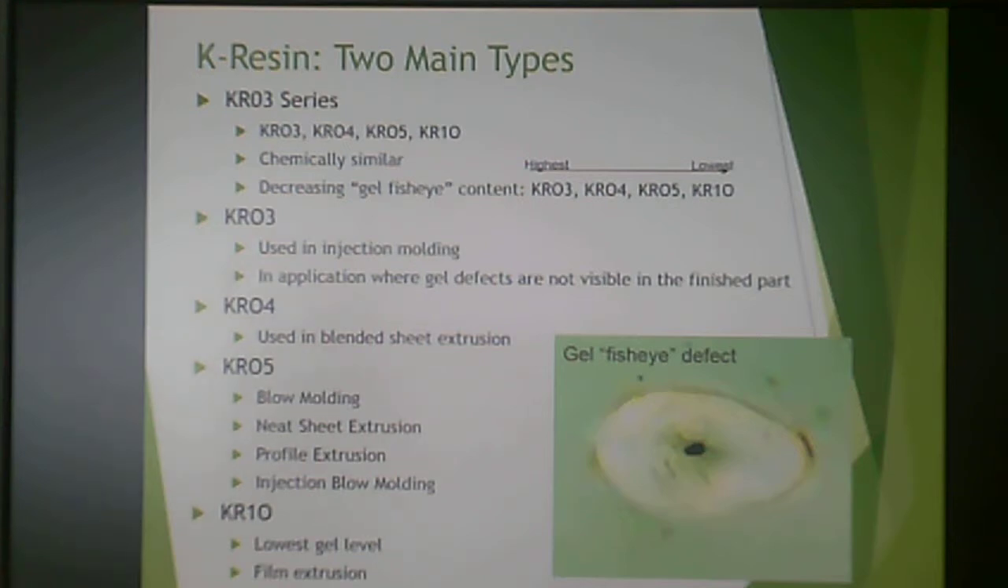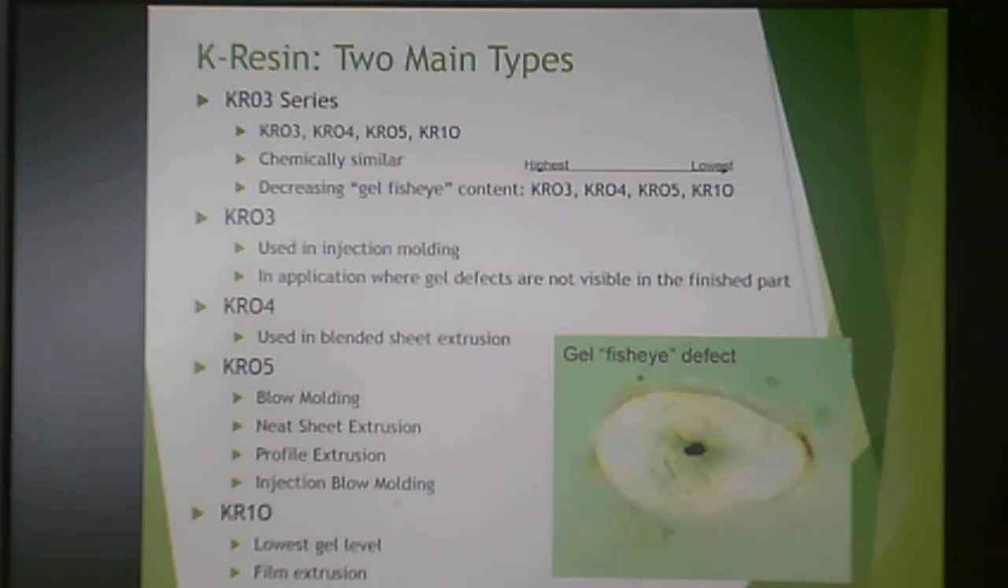And within K-resin, you can get gel content. And this is what is known as the fisheye defect. You get these gel particles, kind of look like a fisheye. And so here's the highest to lowest. Highest incidence of fisheye is in KR03 with the lowest of KR10. KR03 is used in injection moldings and in applications where these gel defects wouldn't be visible.